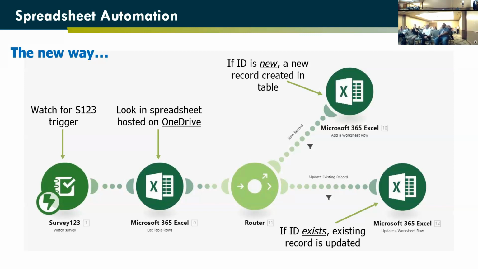This time it's going to look in a spreadsheet that we hosted on OneDrive. If the test hole ID is unique or new, then it's going to create a new record in our Excel table. And if it already exists, we want it to update the existing record. So we're trying to eliminate any duplicates by saying that if it already exists, then we just want to update the existing data in that table.